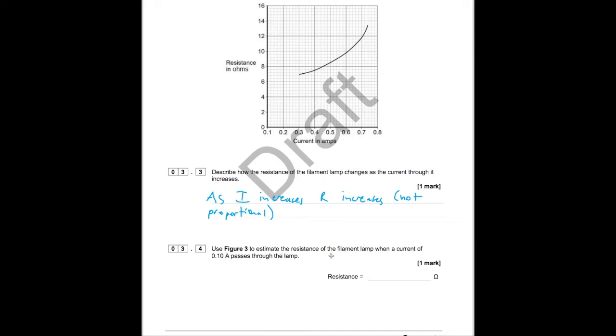Use figure 3 to estimate the resistance of the filament lamp when a current of 0.1 amp passes through the lamp. So there's 0.1 amp there. If we just follow the graph back, it's going to be something like that. So if that's 6, that'll be 7 there, and then it's 8. So it's somewhere between 6 and 7, probably about 6.5. They'll accept a range. As long as you show what you've done on the graph, that'll help the examiner to tell whether you've got the mark or not.